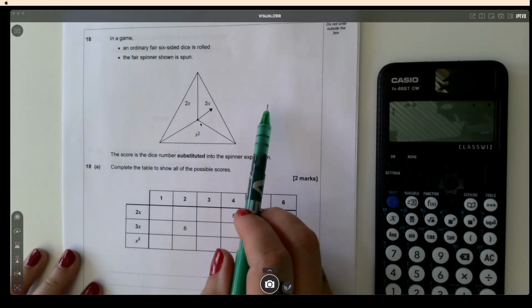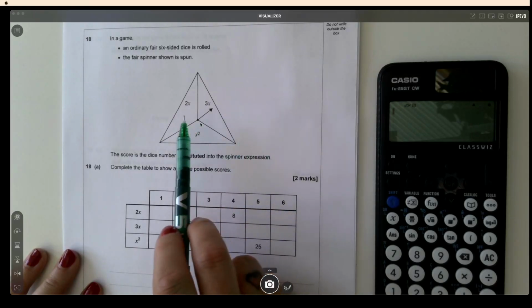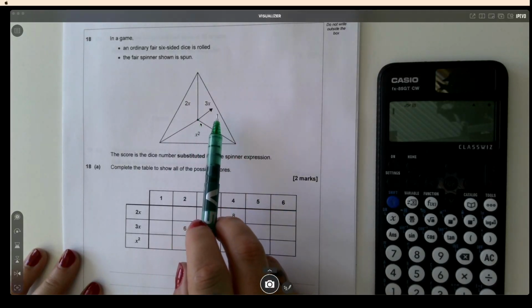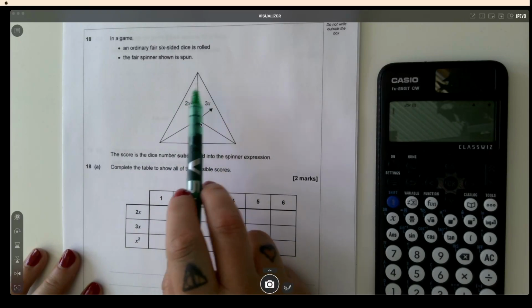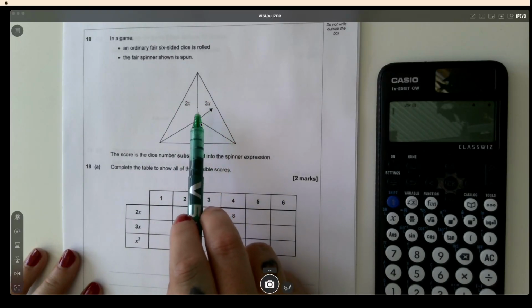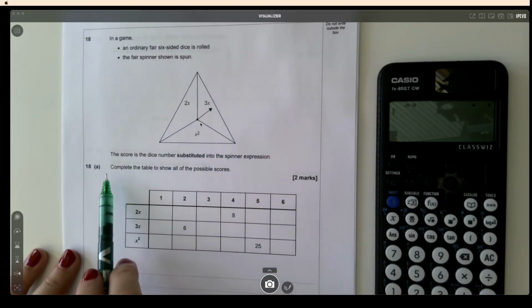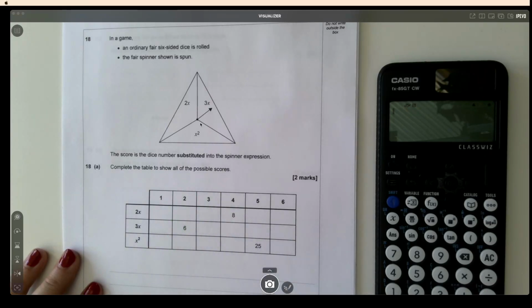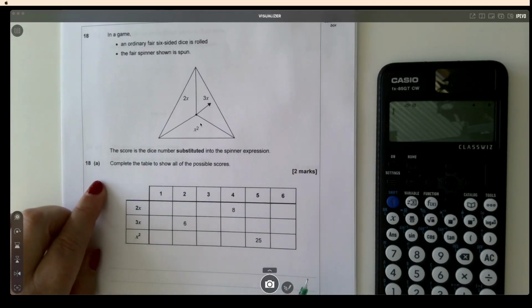So we're going to roll a dice. Whatever number we get, we substitute it into the expression that the spinner lands on. So if we rolled a 1 and it had landed on 3x, we would do 3 times 1. It wants us to complete the table to show all of the possible scores. So this is part A.